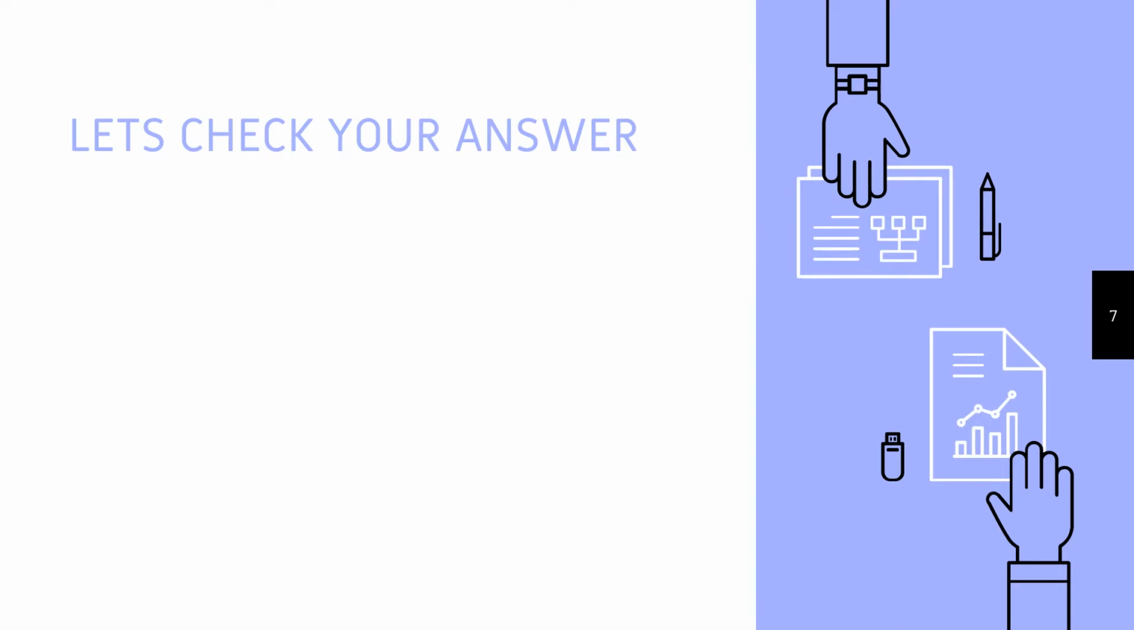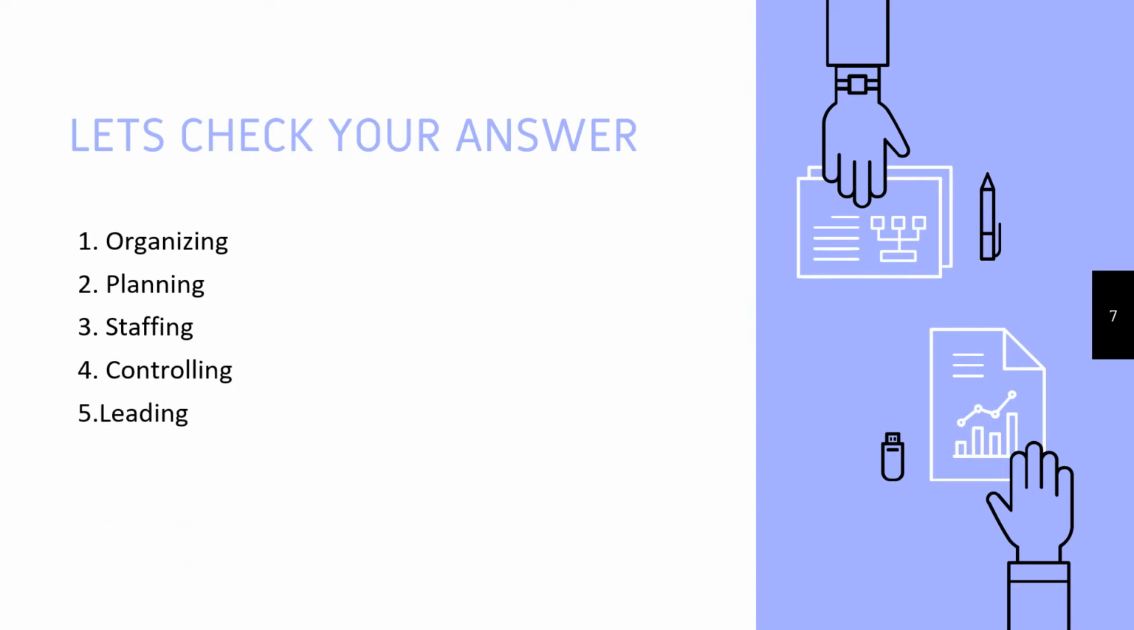So now class, let's check your answers. For number 1, organizing. Number 2, planning. Number 3, staffing, controlling, and leading. Did you get all the correct answers? Yes, congratulations.